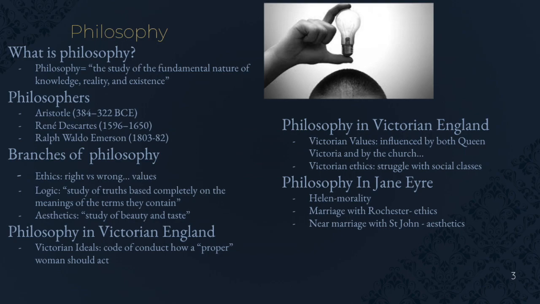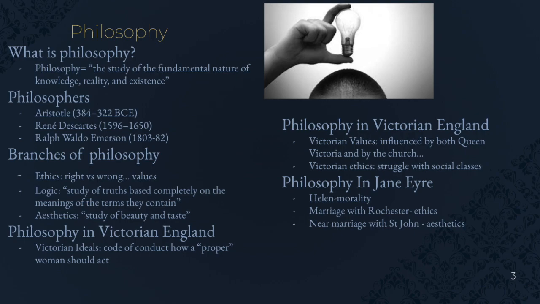There are many philosophers, for example Aristotle, who believes that logic comes from what we see, aka observation. René Descartes, who had a major impact on society, also known as the father of modern philosophy. He brought the idea of rationalism to play, which simply means using reason to receive knowledge. And Ralph Emerson, who criticized religion. In addition, some branches of philosophy include ethics, which addresses what is right and what is wrong. It is a representation of values, logic, which is the study of reasoning, and aesthetics, which regards to beauty.